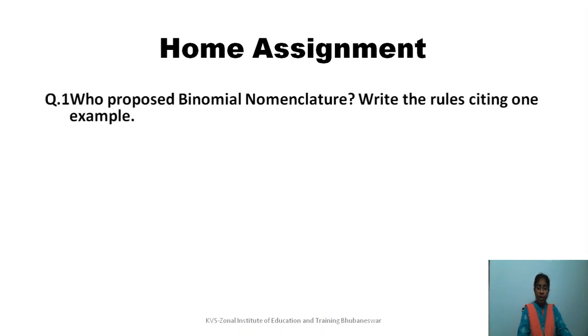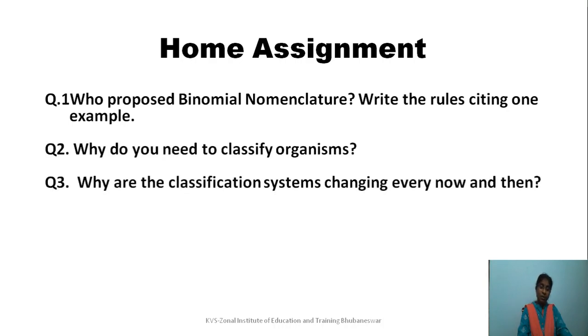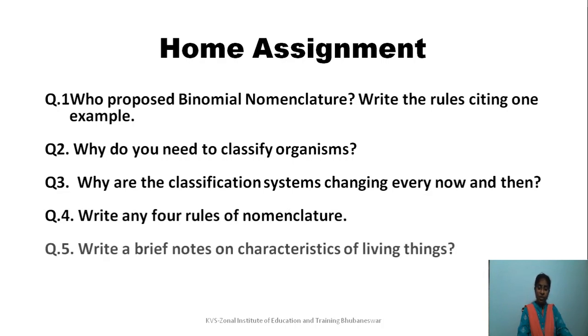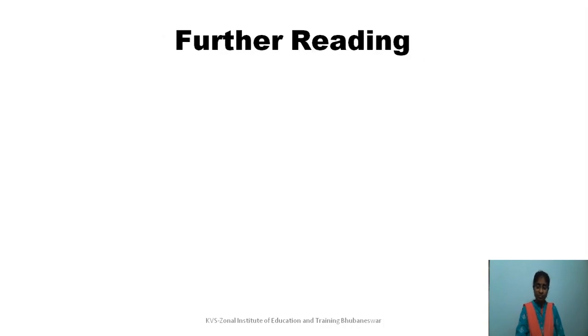Now, home assignment. Who proposed binomial nomenclature? Write the rule citing one example. Why do we need to classify organisms? Third one, why are the classification systems changing every now and then? Write any 4 rules of nomenclature and write brief notes on characteristics of living things.